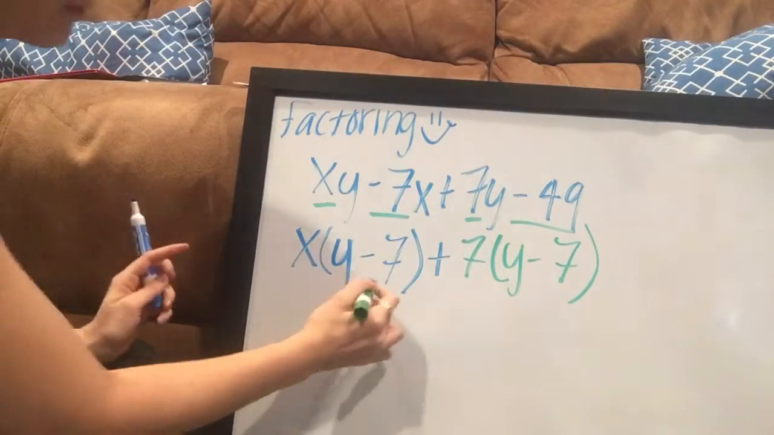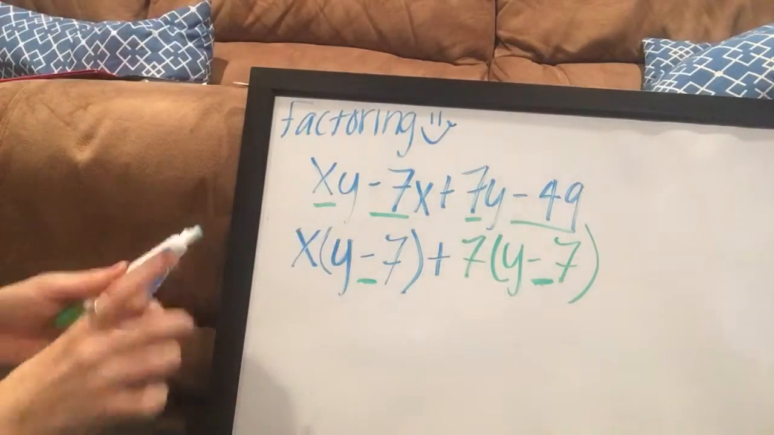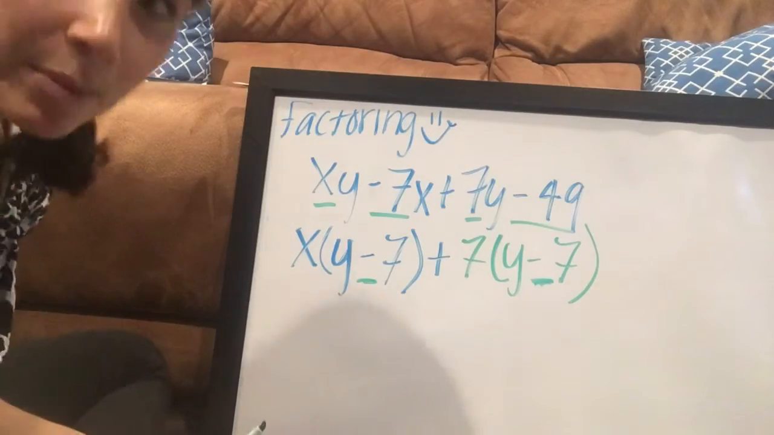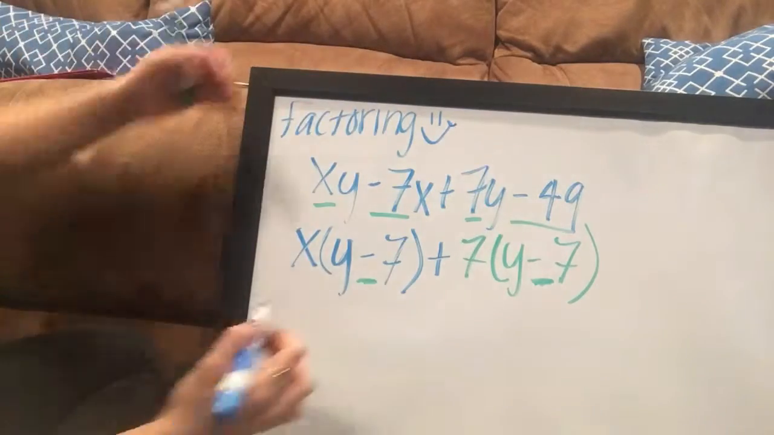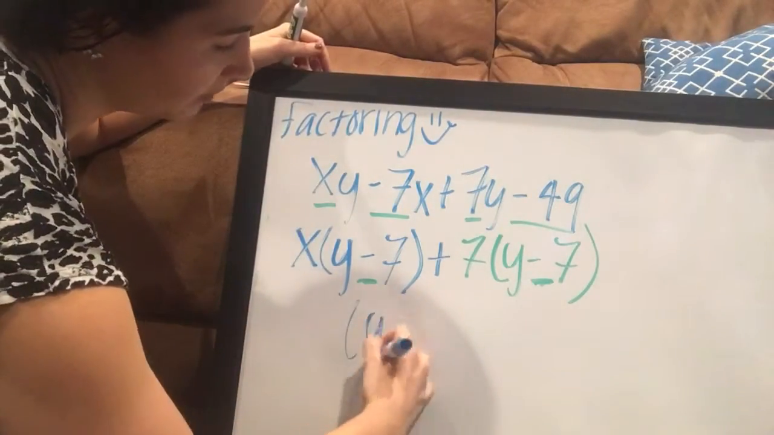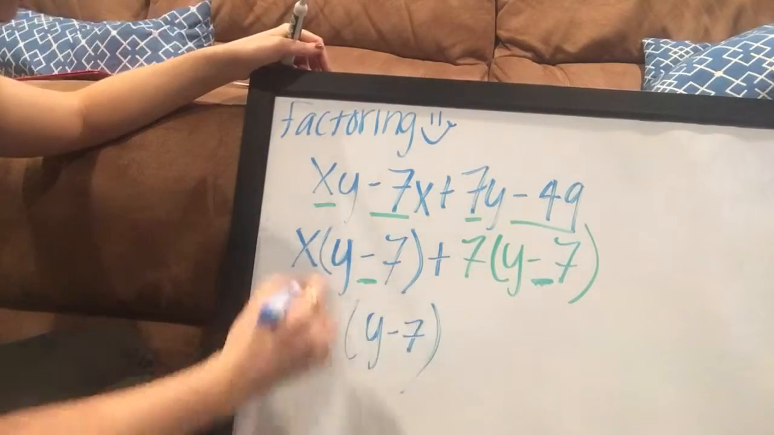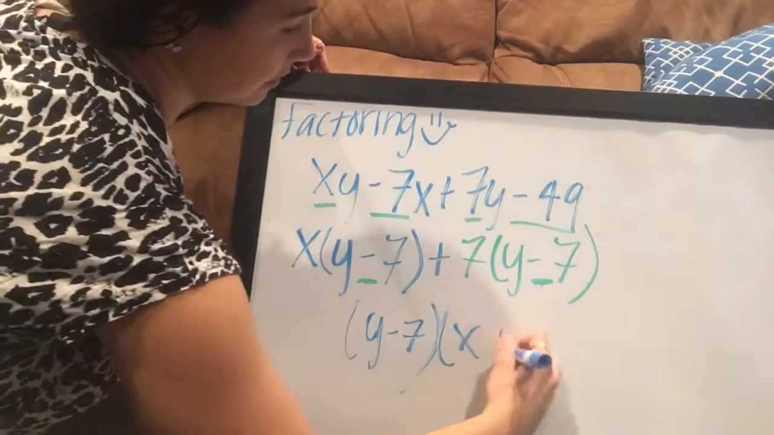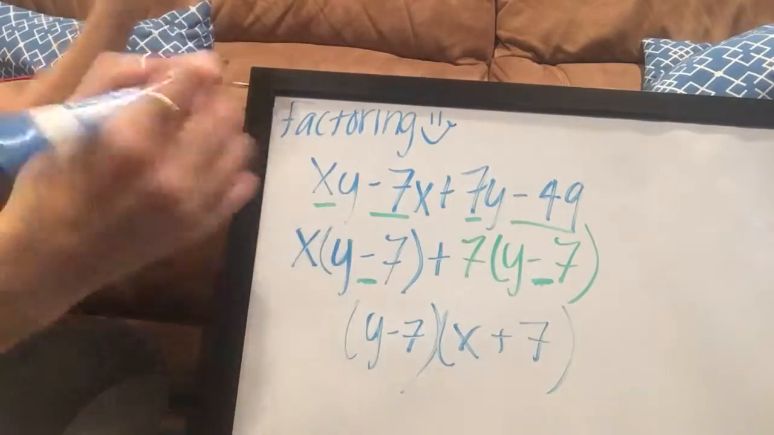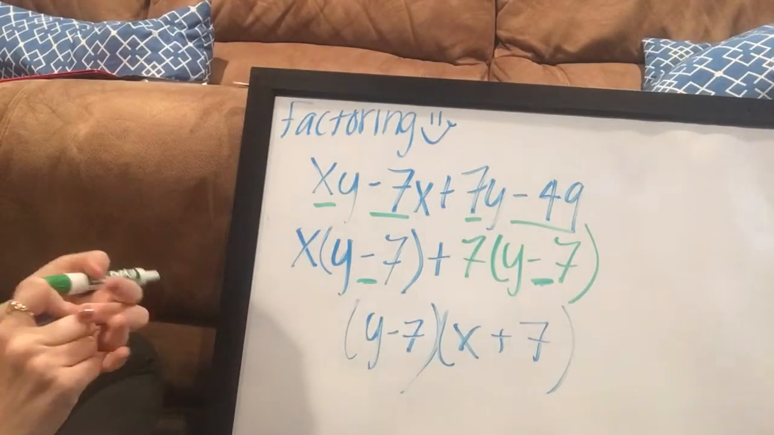Now here you see we have y minus 7 and y minus 7. So it's like double factoring. It's like inception. So you are going to take out that y minus 7, and what we have left is x plus 7. That is factoring by grouping, boys and girls.